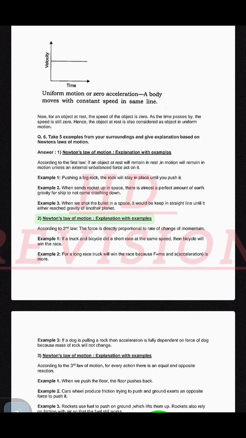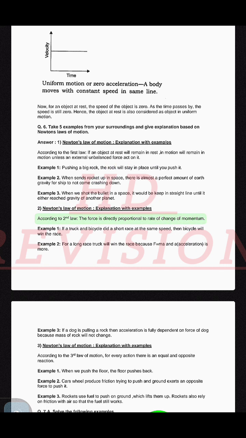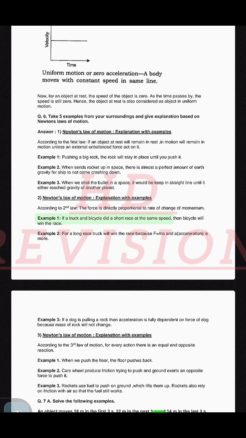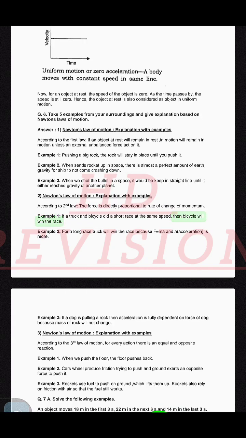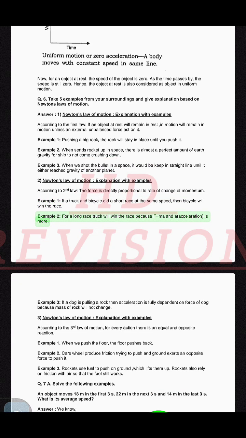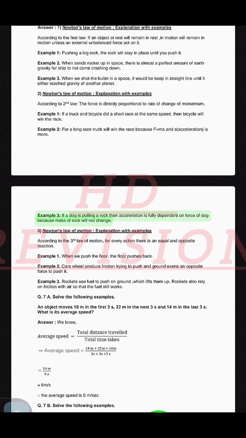2. Newton's second law of motion. Explanation with examples: According to the second law, the force is directly proportional to the rate of change of momentum. Example 1: If a truck and a bicycle do a short race at the same speed, then the bicycle will win the race. Example 2: For a long race, the truck will win the race because F equals ma and acceleration is more. Example 3: If a dog is pulling a rock, then acceleration is fully dependent on the force of the dog because the mass of the rock will not change.